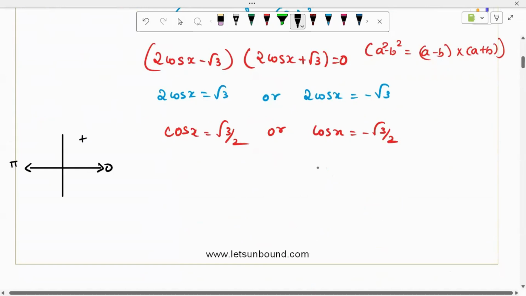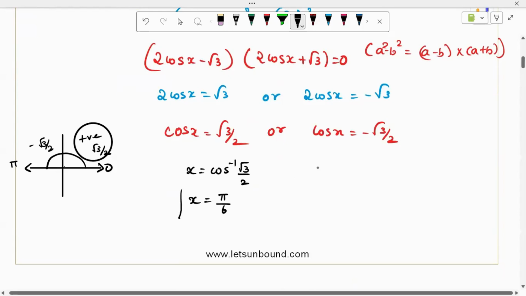Here cos is positive, and root 3 by 2 will exist in this quadrant, but negative root 3 by 2 in this quadrant. So for 0 to pi, when I solve, my only solution is here, and the direct reference angle, the acute angle, will work. So x is equal to cos inverse root 3 over 2, which is pi by 6. Make sure we are giving it in radian form.